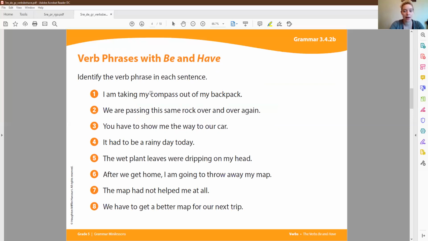I am taking my compass out of my backpack. So you should be thinking in your head, well, what is the verb in that sentence? Hopefully you thought of taking. Taking is an action that's happening, okay? But there's a verb phrase. I couldn't take out that am. I wouldn't say I taking my compass out of my backpack. So that verb phrase is going to be am taking.